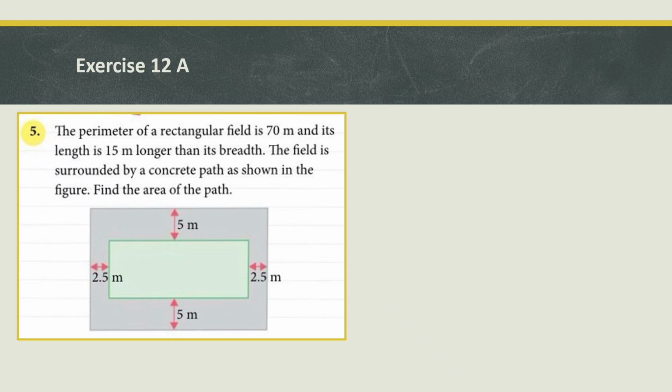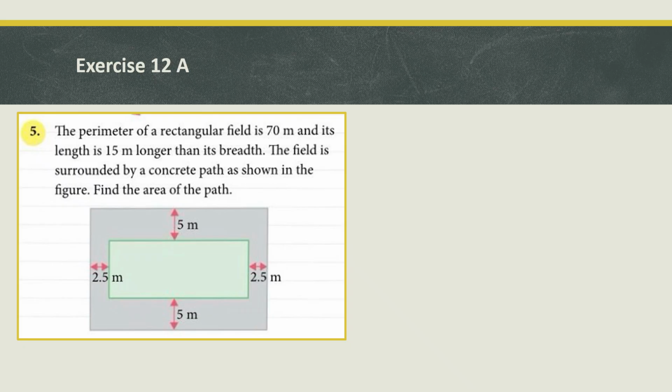In this lecture, we are going to cover question number 5 of exercise 12A and question number 6 of exercise 12A. Let's read the question first. The perimeter of a rectangular field is 70 meter and its length is 15 meter longer than its breadth. The field is surrounded by a concrete path, as shown in the figure. Find the area of the path.